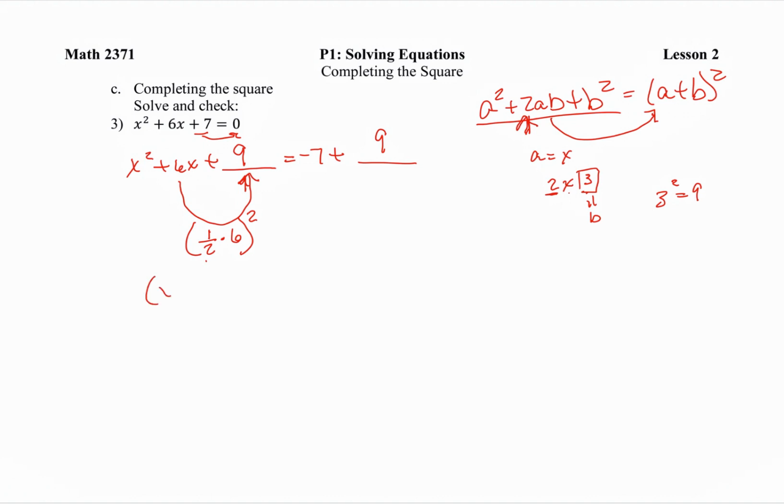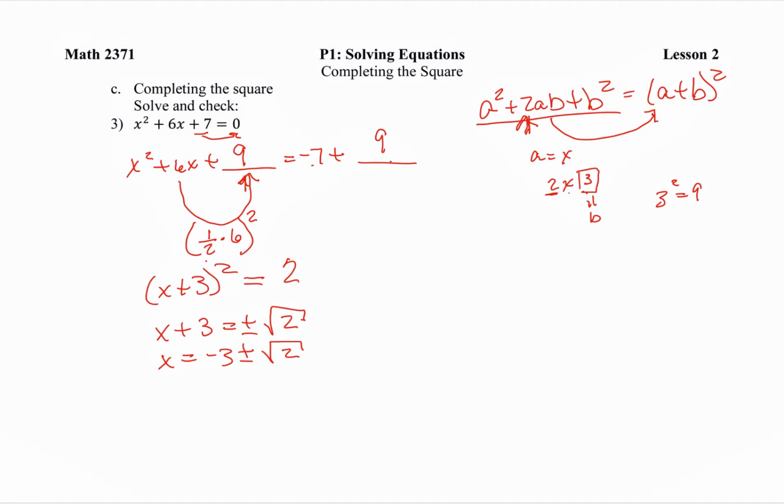All right, now let's go back and let's simplify. So now we have x plus 3 squared equals, and -7 plus 9 is 2. We take the root of both sides, so now we're going back to an extracting roots question. So we get x plus 3 equals plus or minus the square root of 2. So x equals -3 plus or minus the square root of 2.